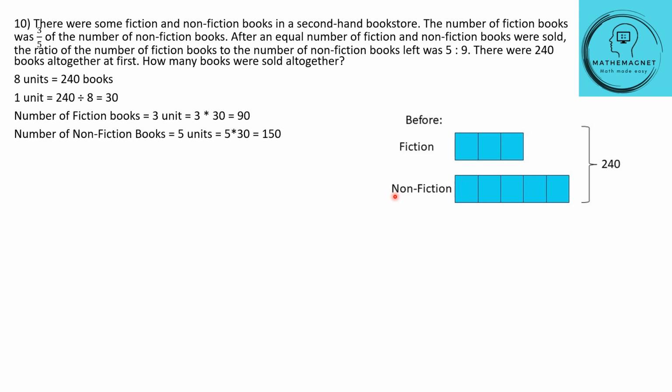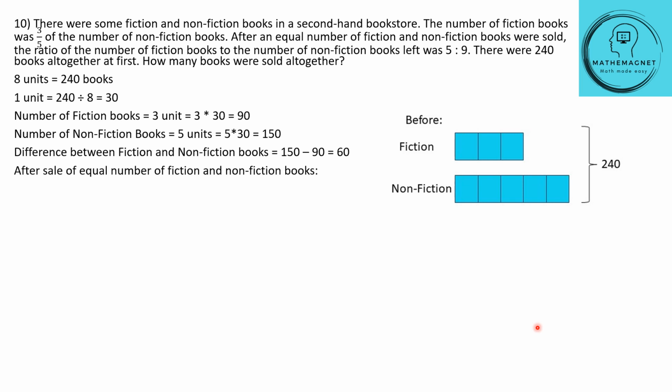Now we can also see the difference between fiction and non-fiction books was 150 minus 90, which is equal to 60. This step is important in this problem, because we are removing an equal number of books from fiction and non-fiction. Since an equal number of books is removed from both, the difference between fiction and non-fiction will remain the same. So keep this in mind. We have found the difference of fiction and non-fiction and kept it as 60 books. Now let's go to the after scenario.